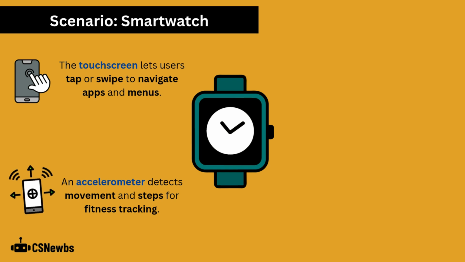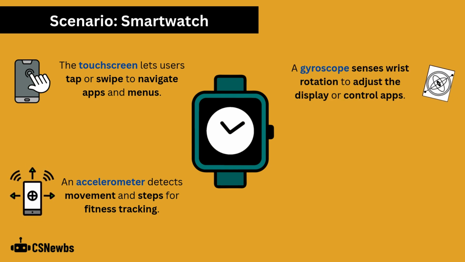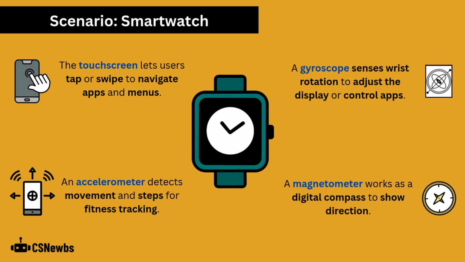Then it will have an accelerometer to detect movement and steps for fitness tracking. Also, a gyroscope to sense wrist rotation to adjust the display or control apps. And also a magnetometer working as a digital compass to show direction. There are many more suitable inputs for this example, such as heart rate sensors and GPS receivers too.